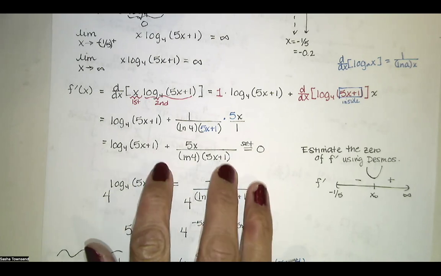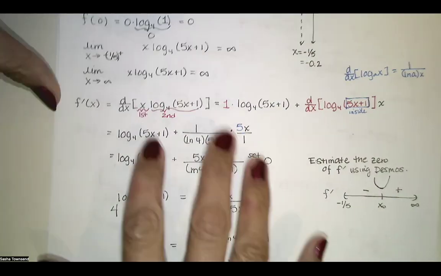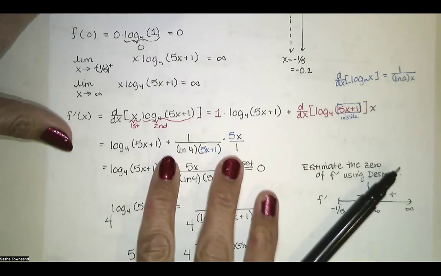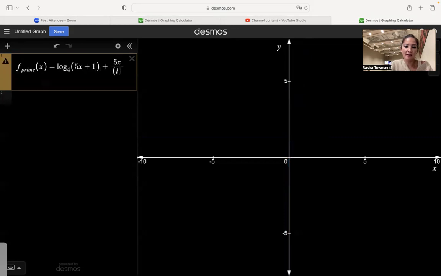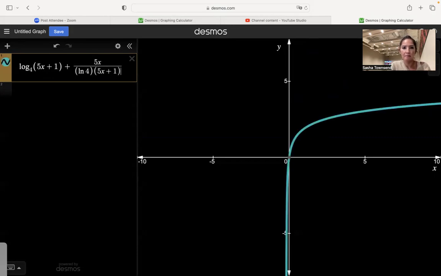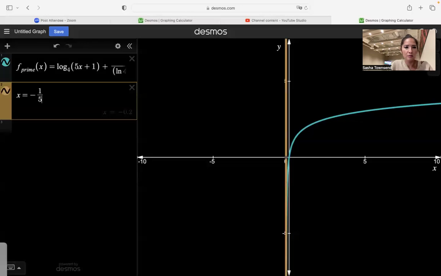And then once we graph the derivative, I'm trying to have a little mystery. I don't want to graph the original function first. I want to try to get some sense of the original function by using the derivative itself. All right. So our derivative is log base 4 of 5x plus 1 plus 5x divided by natural log of 4, which is just a constant, times 5x plus 1. And we said we had an asymptote of x equals negative 1/5 or 0.2.